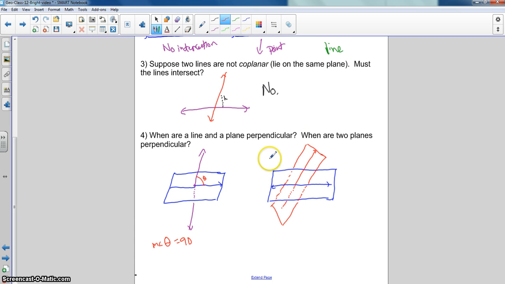Again, this is getting a little hard to read, but I'm looking for this angle in here, theta, and that theta would need to be 90 degrees. Same conditions as in two dimensions, but now we're just drawing it and working with it in three dimensions.